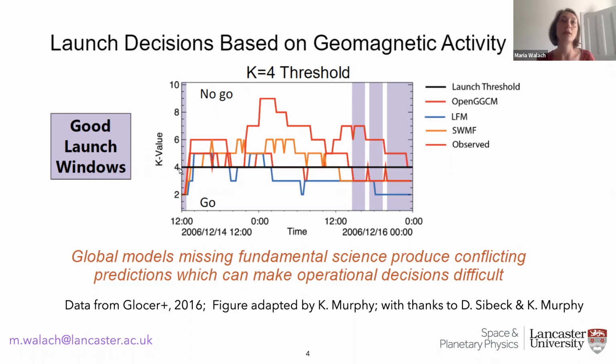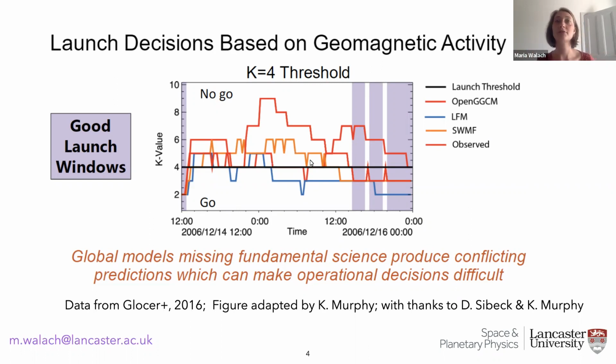And this K=4 threshold is often used as a measure for geomagnetic activity. And it's often said that when K is above 4, you have a geomagnetic storm happening. And K=4 in particular was used for the James Webb Space Telescope launch. So this is quite a recent one. And this is for a time interval in 2006 when there was a minor geomagnetic storm happening.